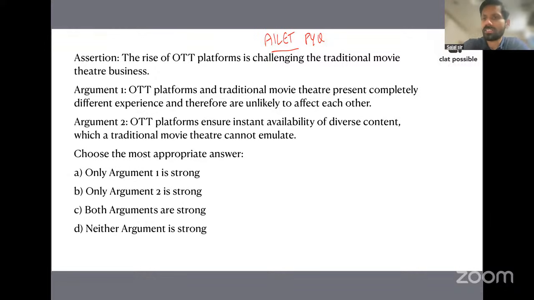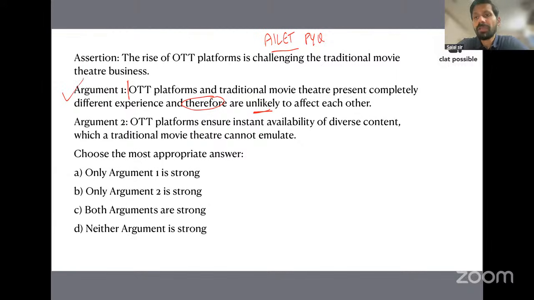So we understand how this is an argument, right? Instead of saying no completely, it says therefore unlikely, right? So it seems like a good argument, right? They are completely different experience and therefore are unlikely to affect each other. So we are fine by this, right?